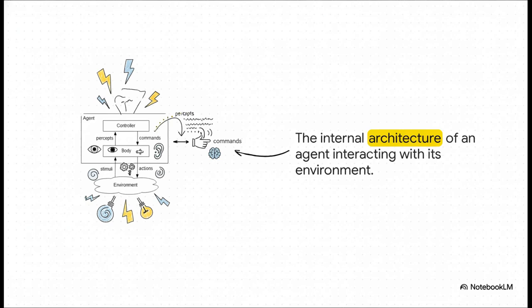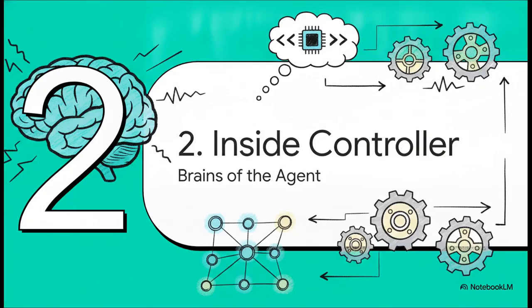Down at the bottom, you've got the environment, pushing stimuli straight up into the agent's body. Now, the body uses sensors to capture that data and actuators to physically carry out actions. But here's the catch. The body doesn't do the deep thinking. It just passes those percepts up to the controller and waits for commands to come back down. It's kind of like touching a hot stove, right? Your skin senses the heat, but it's your nervous system and your brain that process it and shout, hey, pull away.